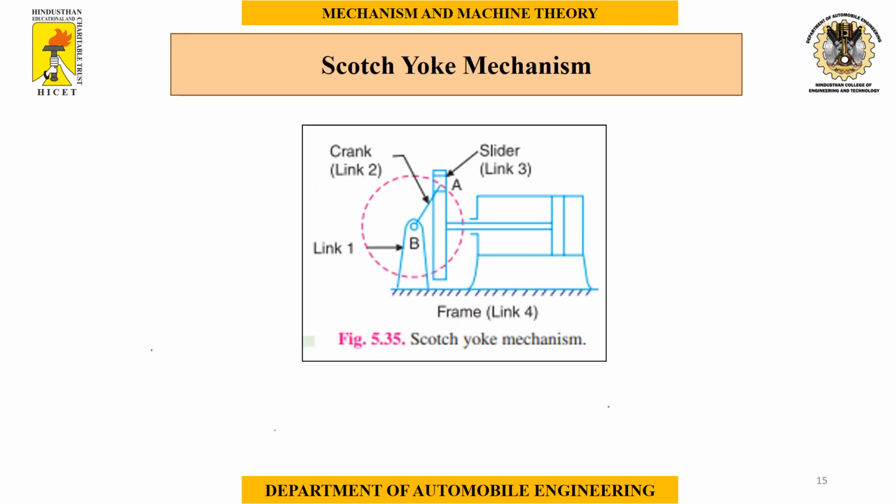The second one is the Scotch yoke mechanism. The Scotch yoke mechanism is used to convert the rotational movement of a crank into a sliding movement inside the cylinder of another link. Here link 4 is fixed, link 1 is used as the rotational input, and link 2 transmits the movement from the rotational member to link 3.